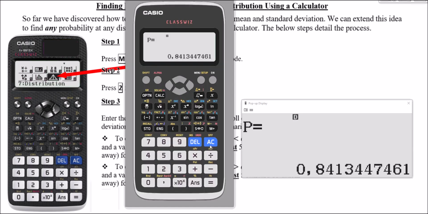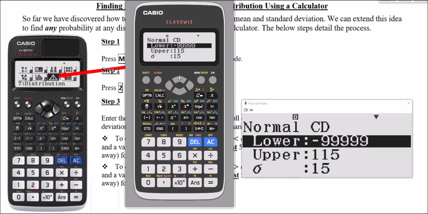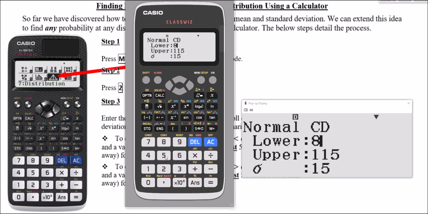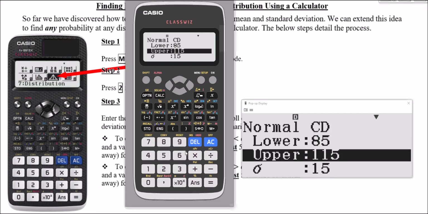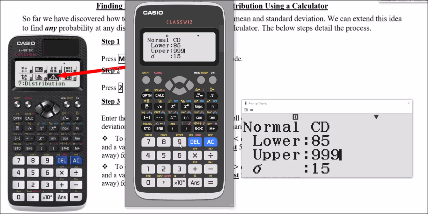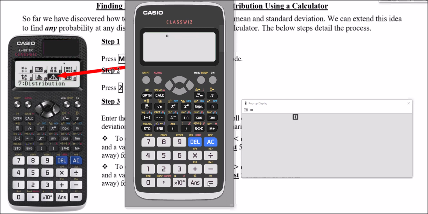So what I want to do here, for the lower, I type in 85. For the upper, I just type in something which is at least 5 standard deviations more than the mean. So 100 plus 5 lots of 15 would be 175. But again, just type in a massive number. You can't go too far wrong. So again, this should be 0.84 as well, to 2 decimal places. As you see, it is.